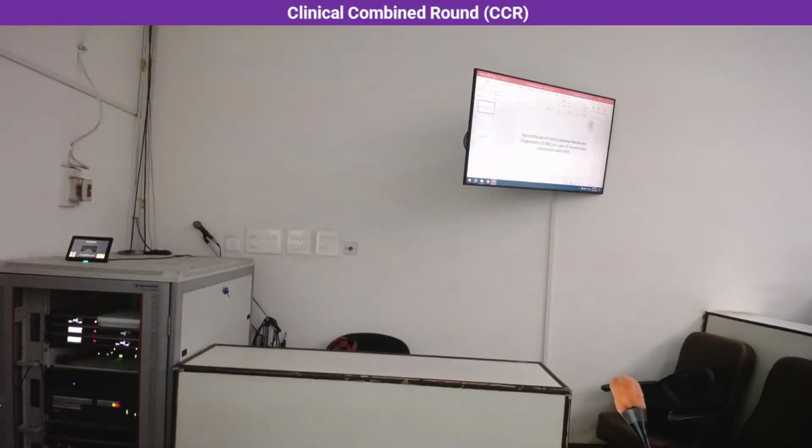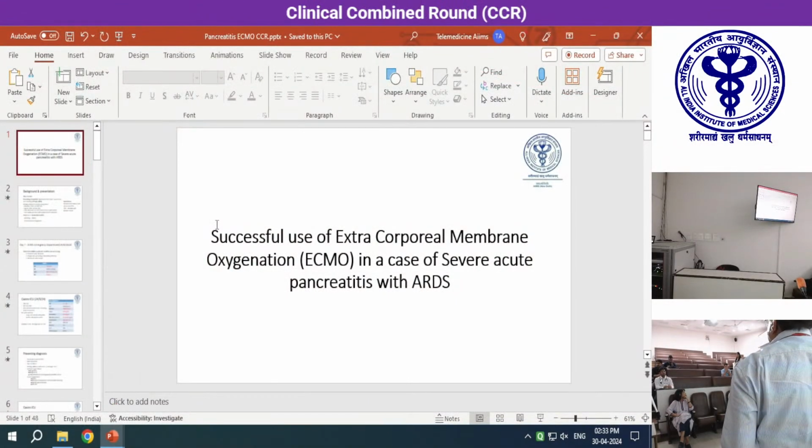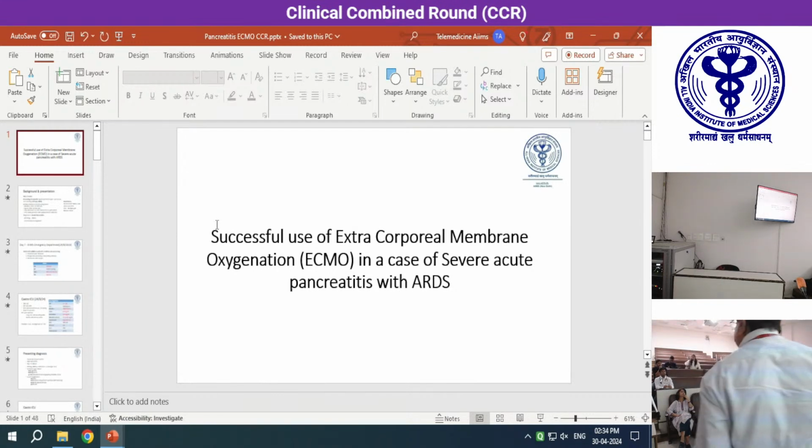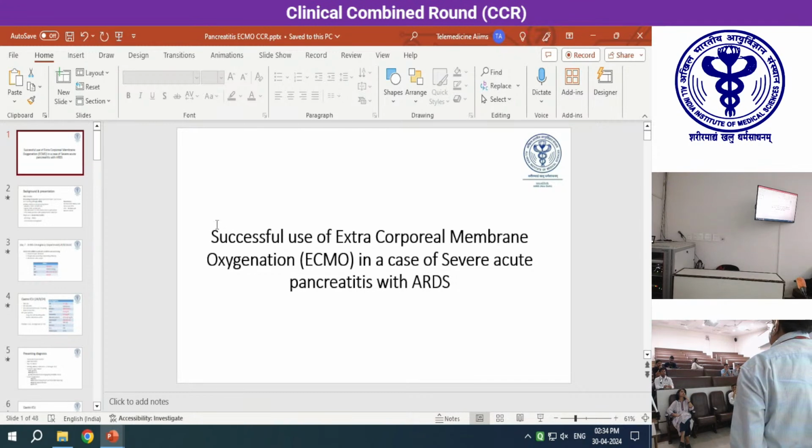Presentation of a patient with severe ARDS who was a case of pancreatitis and was not able to maintain oxygenation with oxygen. Subsequently, we tried to use ECMO for that patient and with good results.